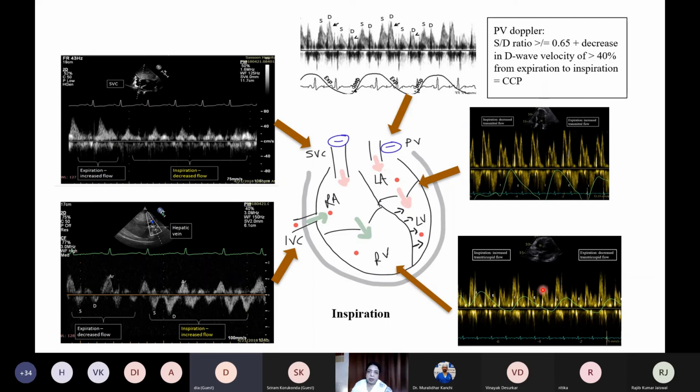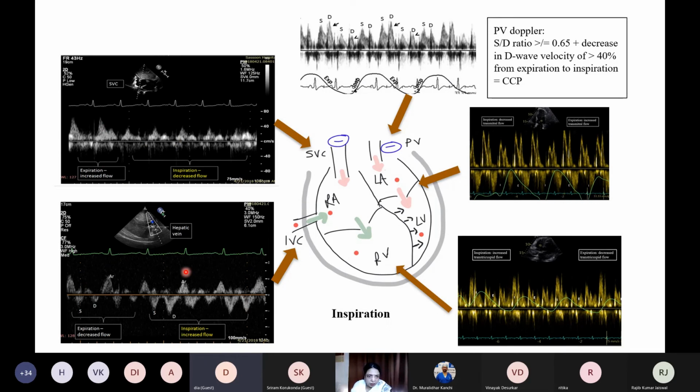So now understand this slide. This will show you, see, this is inspiration. I'm explaining inspiration. This is the hallmark during constriction, that there is reduction in the D wave and reversal in expiration. From expiration to inspiration, here there is reversal of the D wave. Okay. So in the SVC, there is no effect. Inspiration causes decreased flow and expiration causes increased flow. Okay.